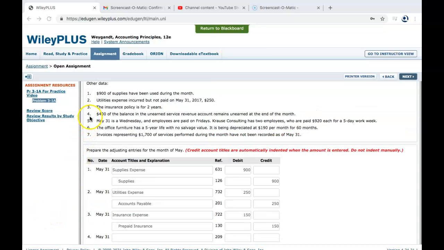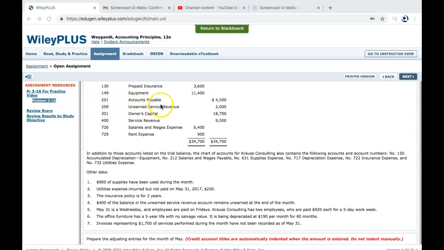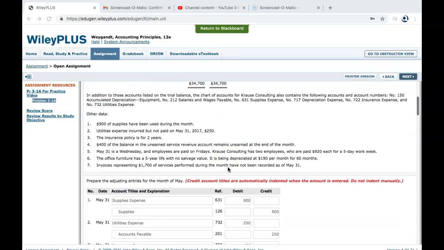Number four, $400 of the balance in unearned service revenue account remains unearned at the end of the month. So they're telling us what the ending balance is. Thus, we need to find out what the change is. So let's go look up here, and we see that unearned service revenue has 2,000 in the account unearned, which we owe someone, but now we know it's only 400, so we have a $1,600 change.